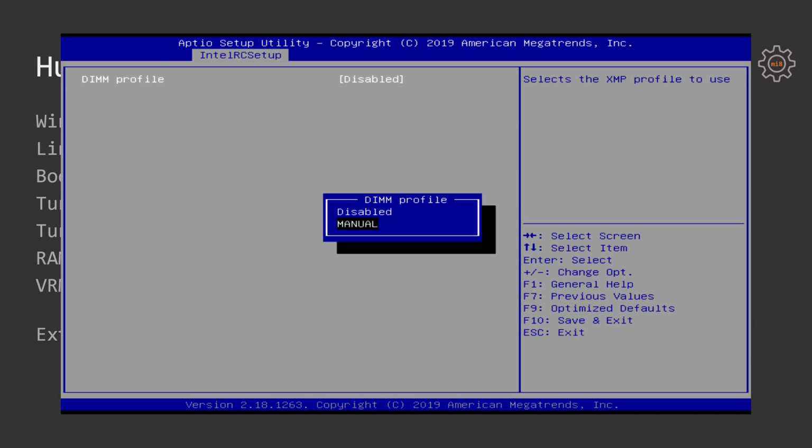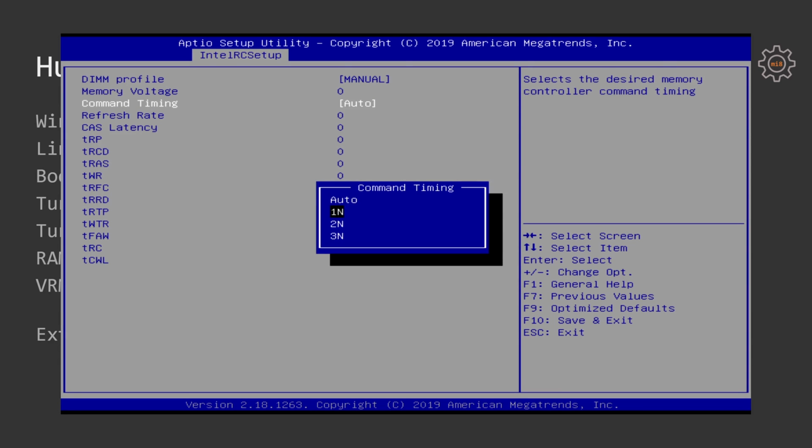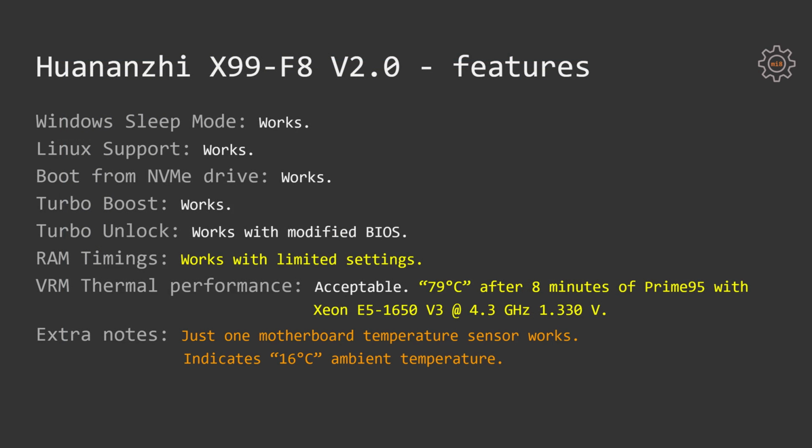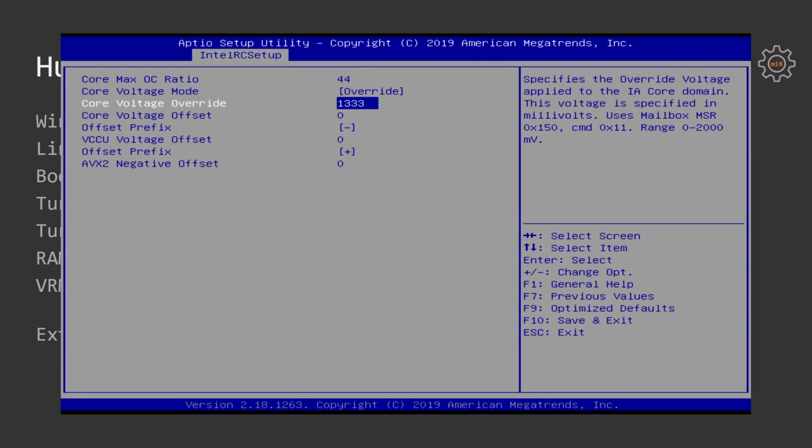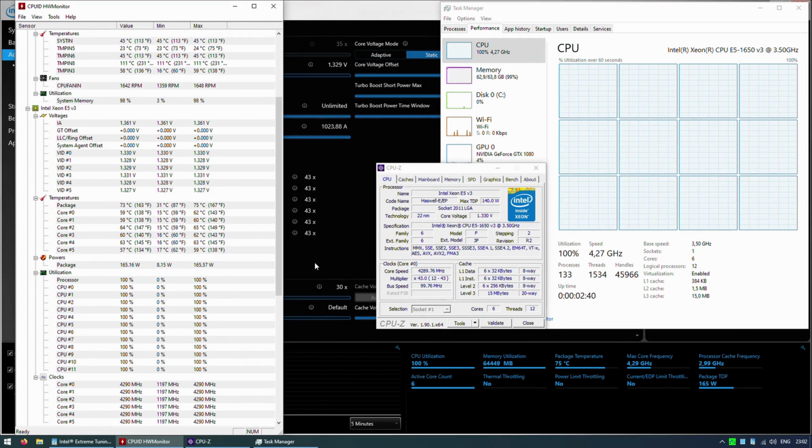It's also possible to configure RAM timings, but the number of settings is limited. VRM thermal performance is acceptable. After 8 minutes of Prime95 stress test with the Xeon E5-1650 V3 overclocked to 4.3 GHz with 1.33 volts, the system was reporting 79 degrees Celsius VRM temperature.